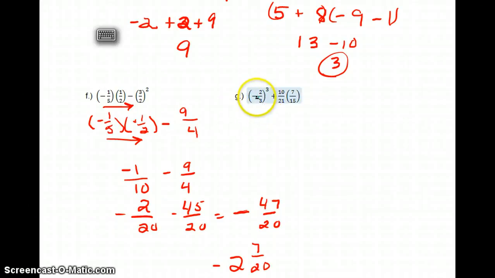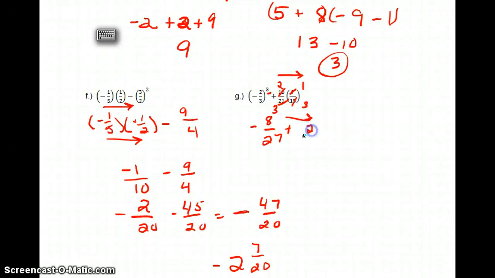Now, we have an odd exponent and a negative base, so our answer is going to be negative. 2 to the third power is 8. 3 to the third power is 27. Next, we can multiply, but we can also cross cancel. 7 becomes 1, 21 becomes 3, 10 becomes 2, 15 becomes 3, cross canceling by a 5 there. We can straight multiply. 2 times 1 is 2. 3 times 3 is 9.